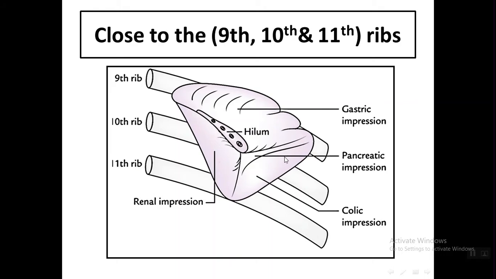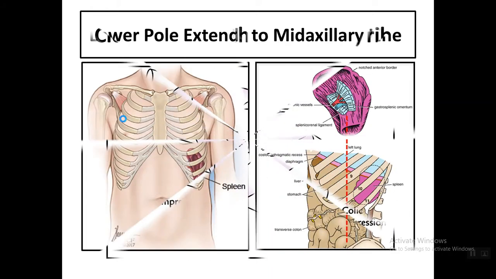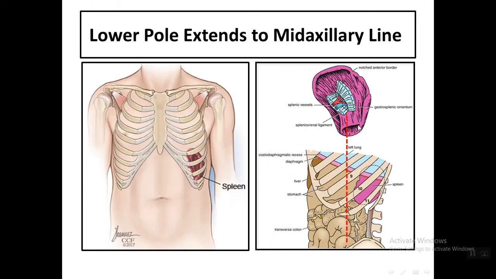Its longitudinal axis lies with the axis of the 10th rib. Its lower pole will extend to the mid-axillary line on the left side, and it doesn't descend behind this limit. So normally it is impalpable during abdominal examination. The spleen is impalpable normally.